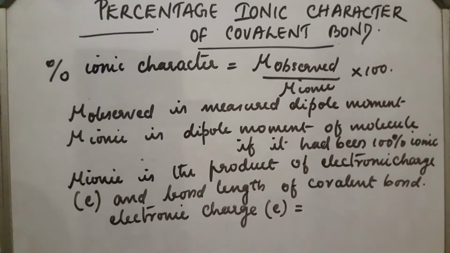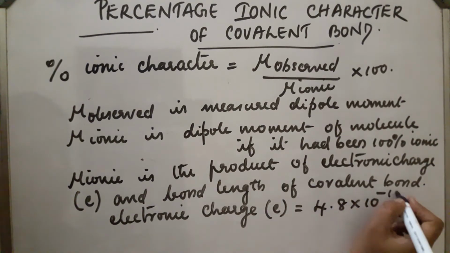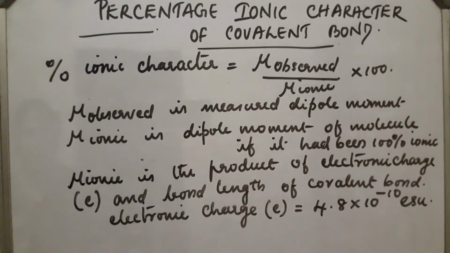The unit of charge is ESU, electrostatic unit. So electronic charge e is equal to 4.8 into 10 raised to minus 10 electrostatic unit, or ESU. This will be the value of e. So by using this we can find the percentage ionic character of a covalent bond. Now let us do one problem based on this.